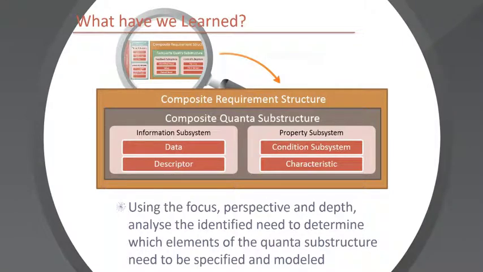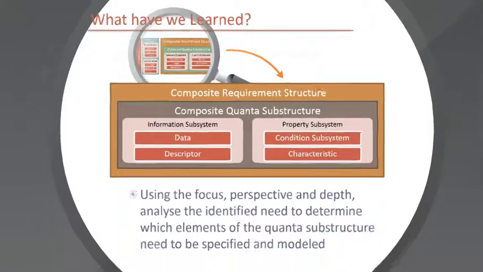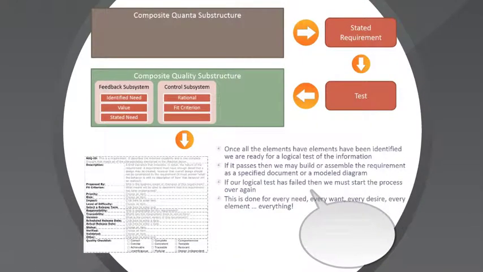And once we've done that, we have built a requirement at the atomic level. Using the focus, perspective, and depth, we've analyzed an identified need to determine which elements of that quanta substructure need to be specified and modeled. Now that we've done all that, we've tested it, we can now start to write it out. Once all the elements have been identified, and we've gone through some sort of logical test.